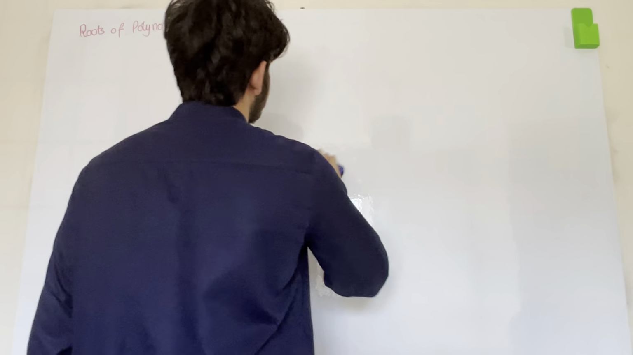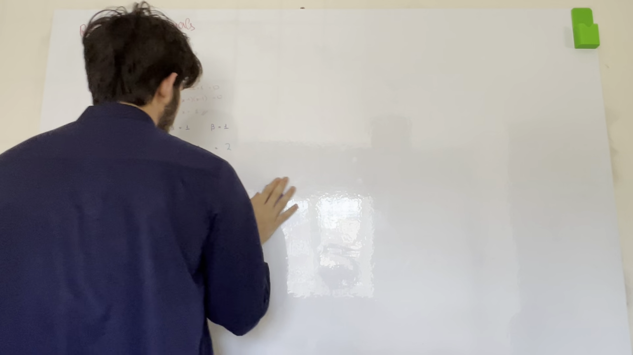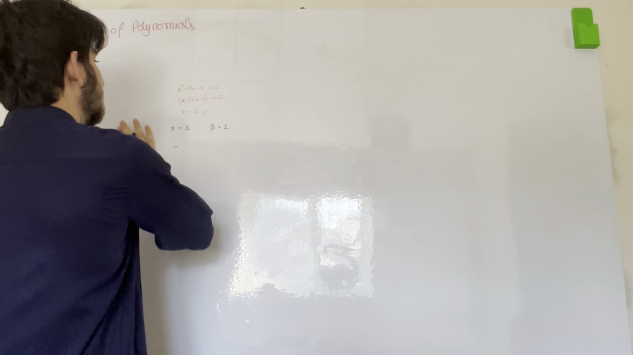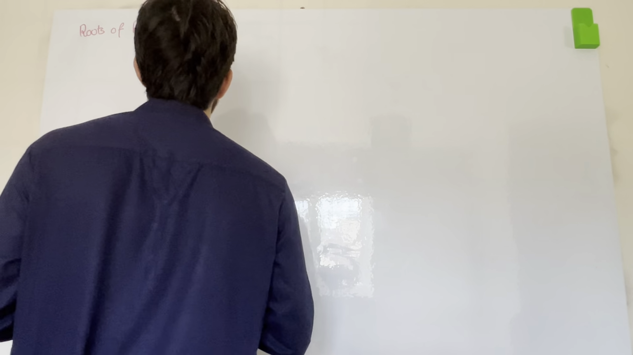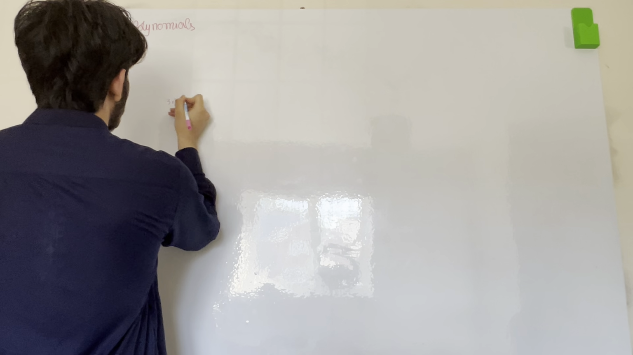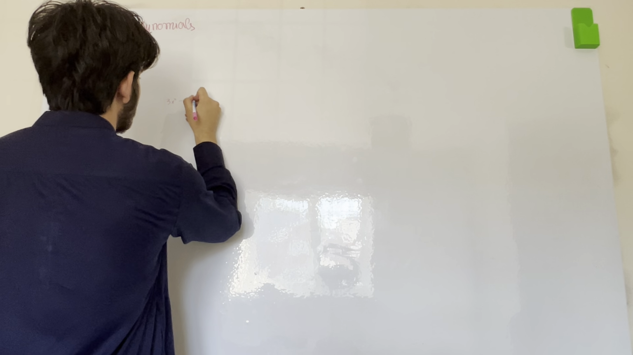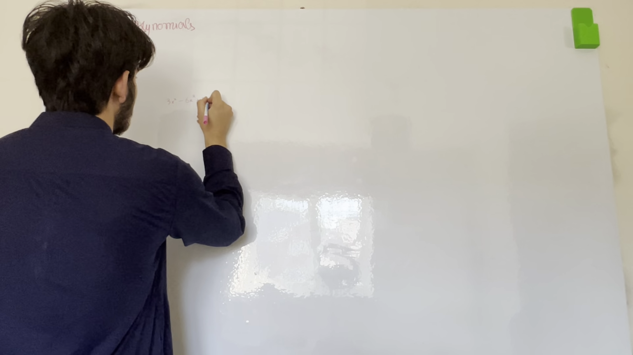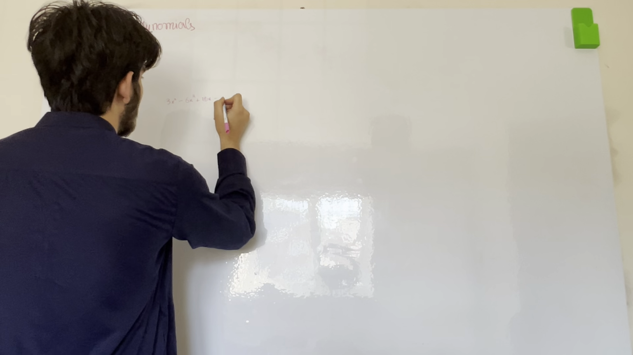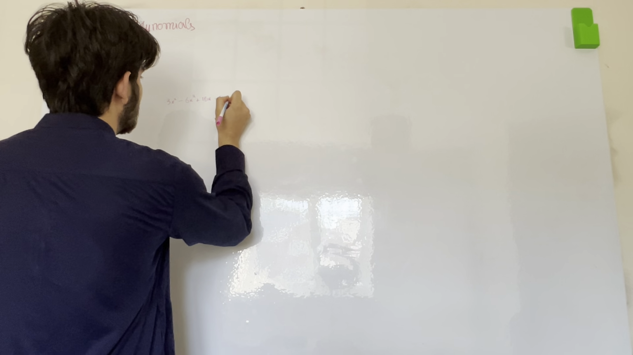Now there are a little bit more complicated examples. Some of them involve higher order polynomials like cubics and in WJC they will go up to quartics. So let's take, for example, 6x cubed plus 18x squared minus 54 equals 0.